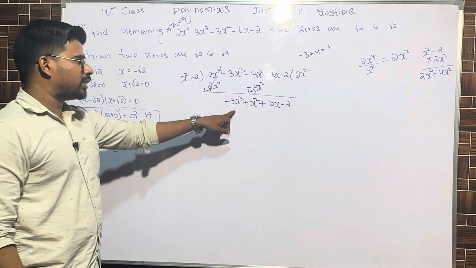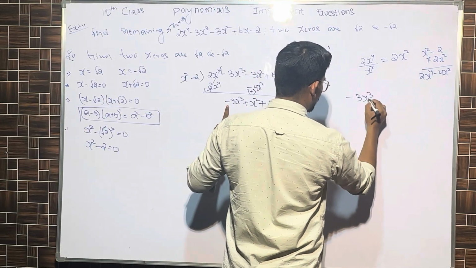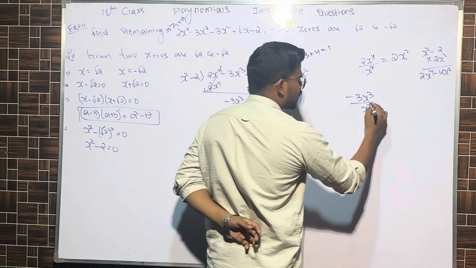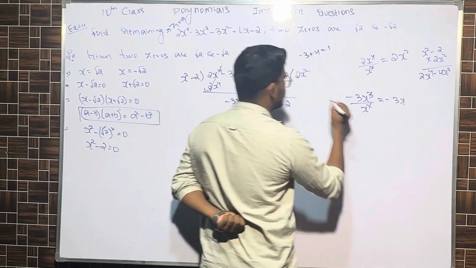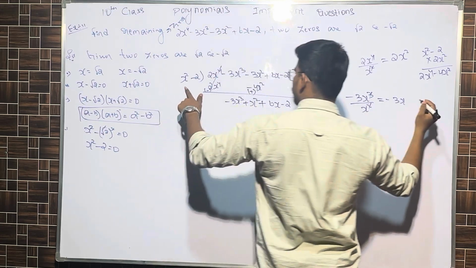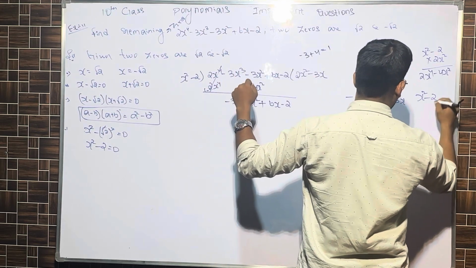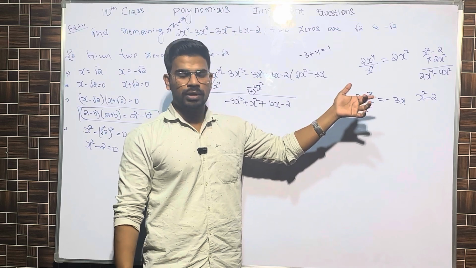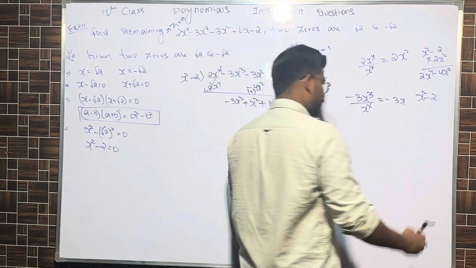Same story again. First term. What's the first term? Minus 3x cube divided by x square. If we cancel, it will become minus 3x. Write it here. Minus 3x. Multiply this with. I already explained this in the previous video. If you do not watch that video and directly come to this video, you won't understand that. First go and watch that video wherein I explained all these steps clearly. Then you will understand it in a better way.